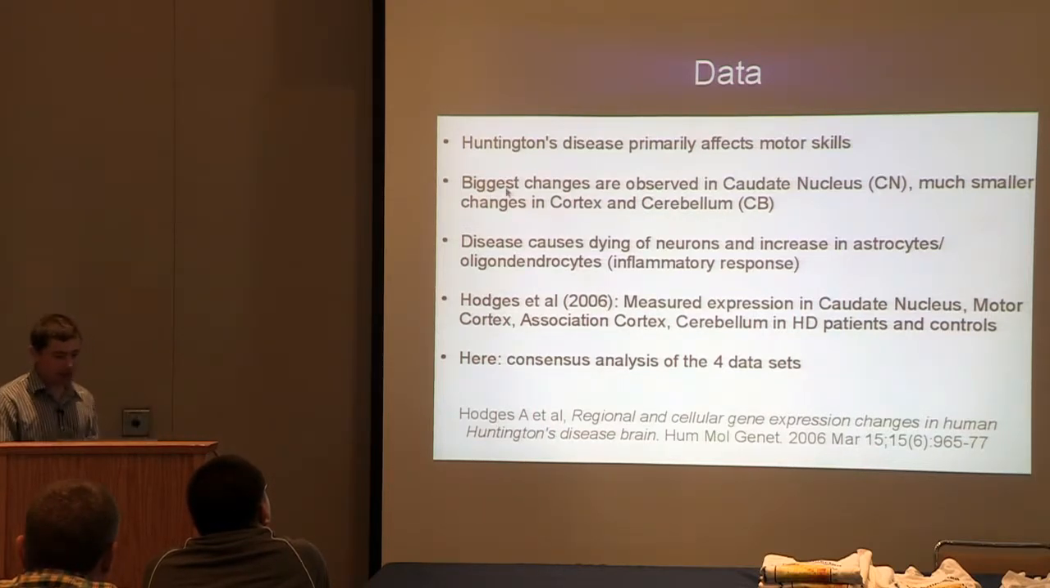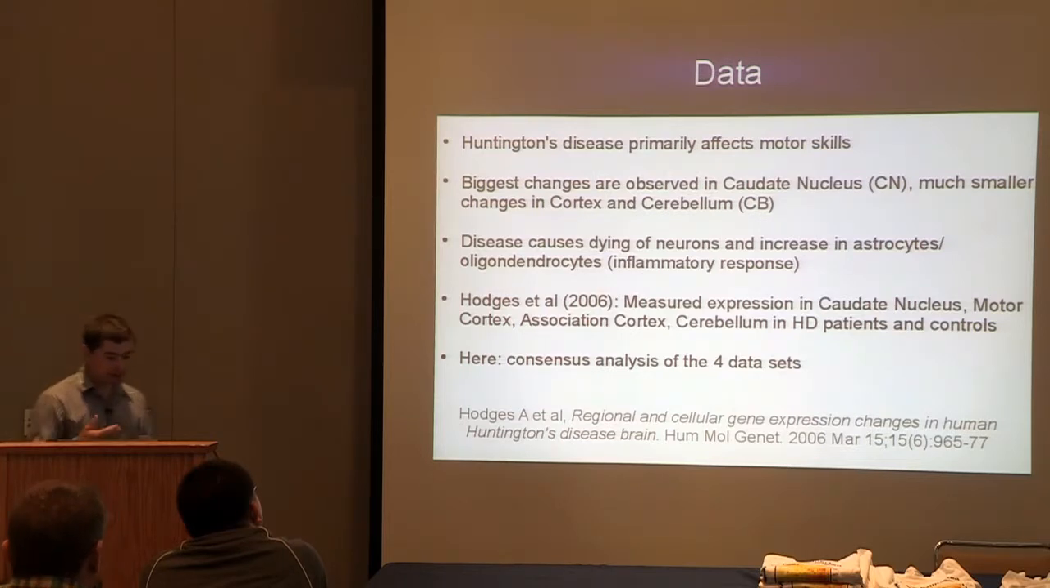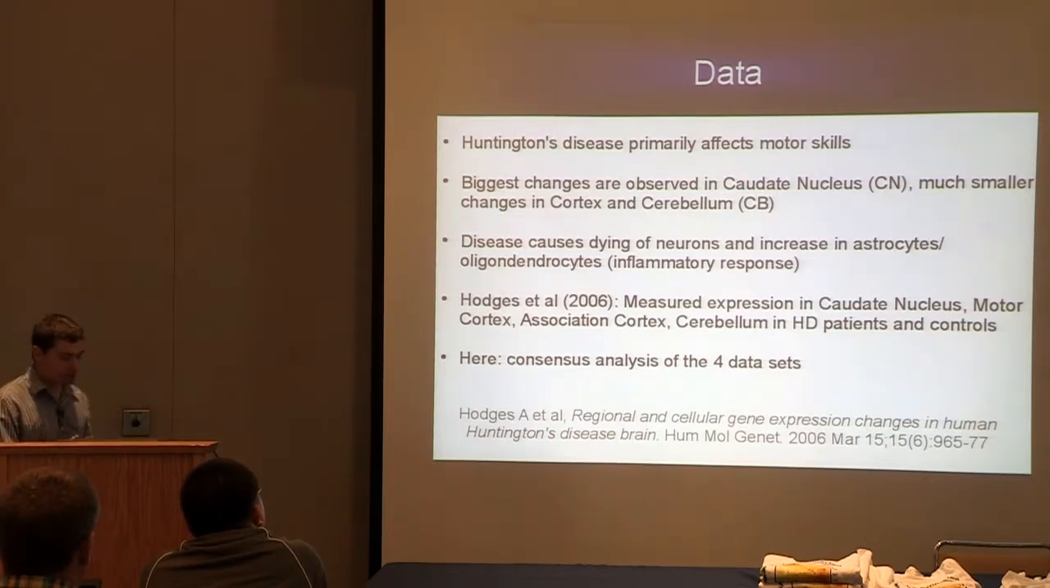Maybe I should say a few words about Huntington's disease. It affects primarily motor skills. The biggest changes are observed in the caudate nucleus and much smaller changes in cortex and cerebellum. And it primarily affects neurons. It basically causes dying of neurons and a corresponding increase in an inflammatory response in the brain, which means the increase in astrocytes, oligodendrocytes, and microglia.